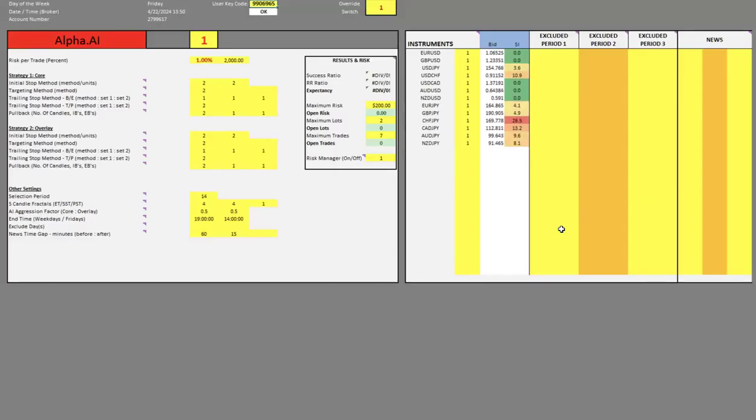Okay, in this video, we're going to look in a bit more detail at the controls for the strategies, and then, of course, also looking at what the trade history is telling you, and just describe some of the information that you can extract from that.